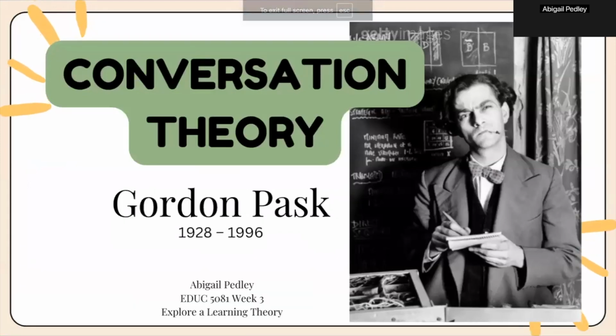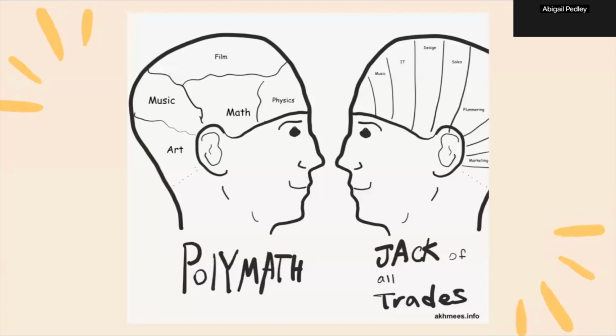Understanding Gordon Pask's conversation theory. Gordon Pask was a British inventor and polymath. A polymath is a person who has knowledge in many different subjects and can apply that knowledge to solve problems.